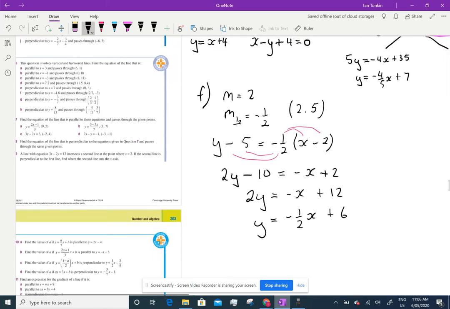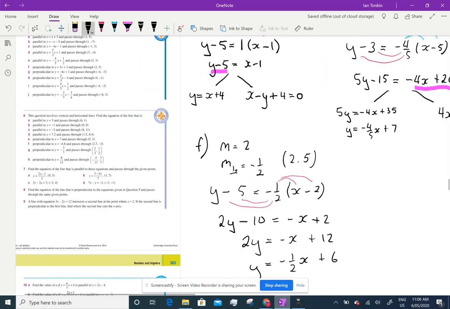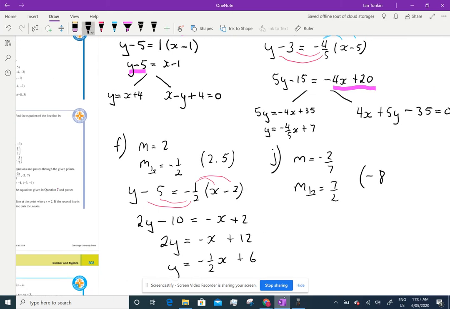And I'll do the last one because it's got fractions in it, but that shouldn't worry you. J. J is perpendicular to negative 2 on 7. So the gradient is negative 2 on 7. Well, the perpendicular gradient is 7 on 2. Change the sign, it's positive. And it's going through negative 8 and 3. So my equation is y minus the y value, 3, equals 7 on 2, x minus the x value, negative 8.